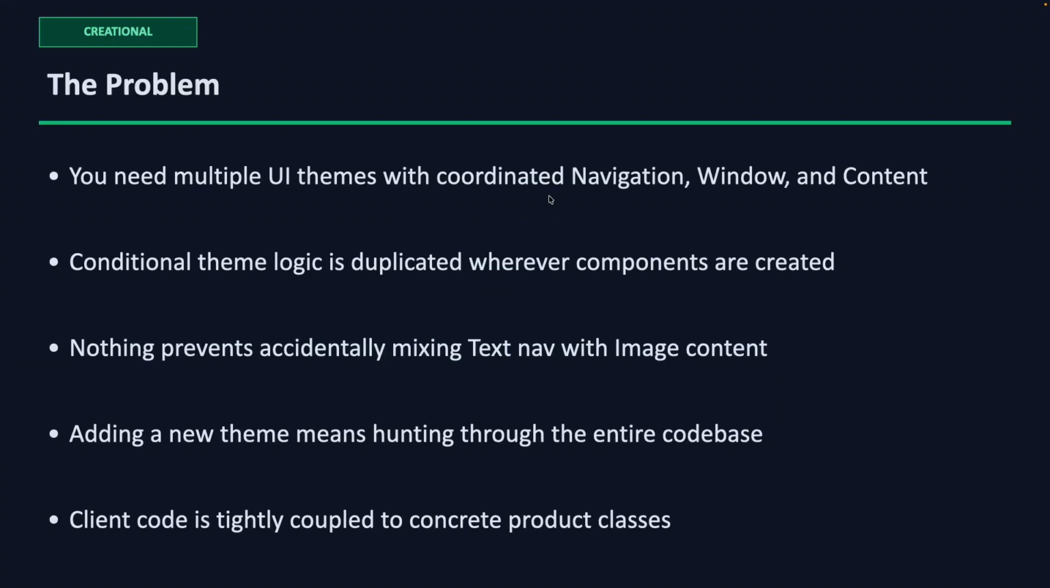The core problem that we're trying to solve is we have coordinated families of objects that you need to be able to swap the entire family at once without touching any of the code that uses those objects. The client, which is the code that navigates the navigation bars, the windows, and the content area, should be completely ignorant of which concrete classes it's working with. It should just ask the factory for a navigation component and get back something it can call the method display on.